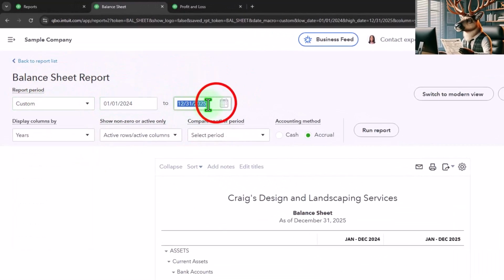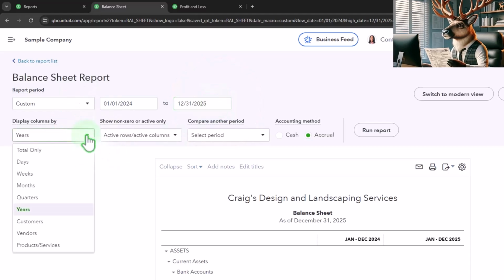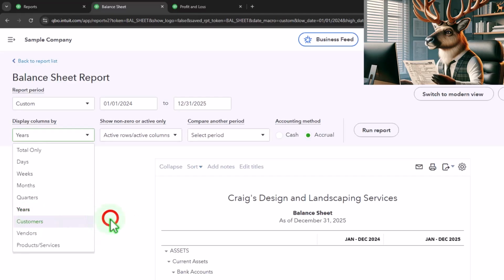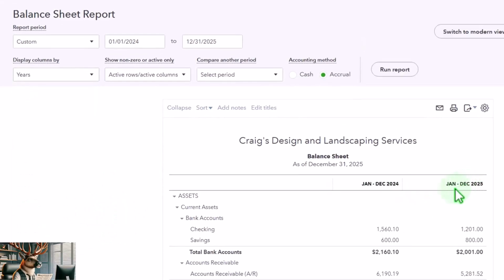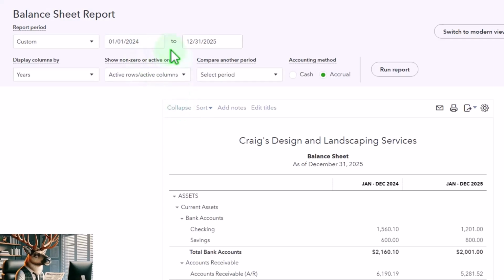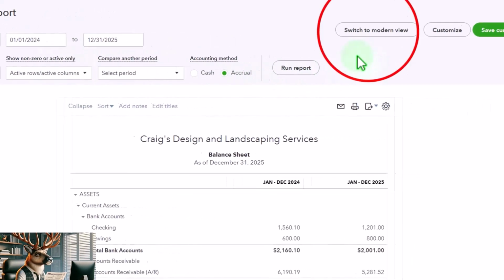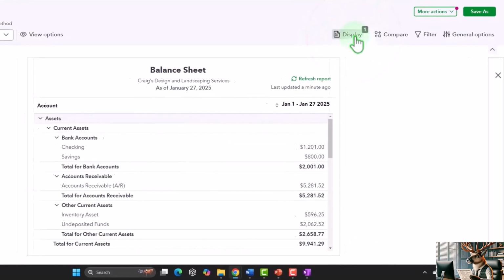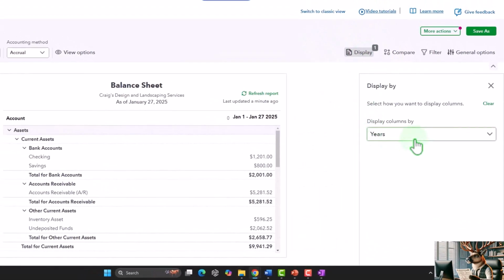Now you have your date range up top, and then this was the display column, where we've been switching it to years, which is going to give us the two columns that we were looking at before for 2024 and 2025. If I switch to the modern view, then that's in this display area. So now we have the years drop down here.